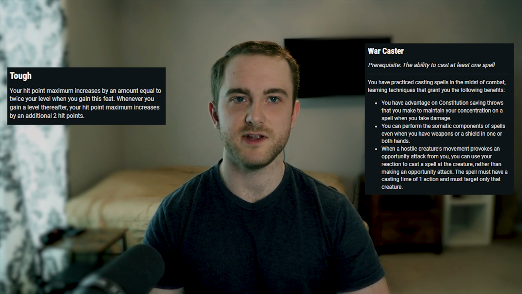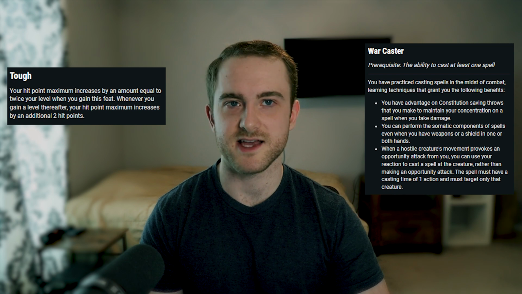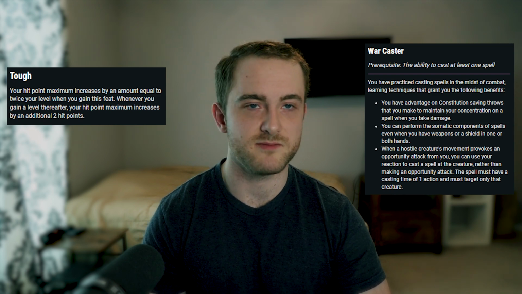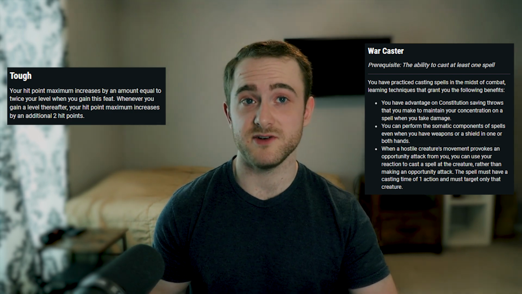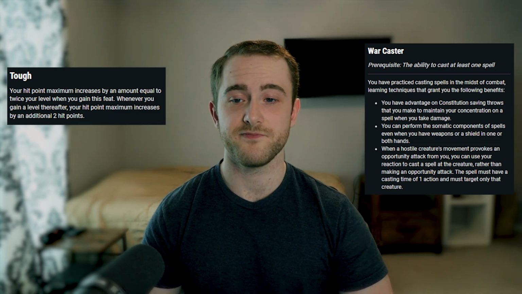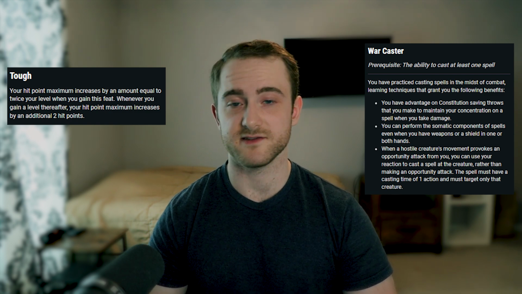Also, since you're not really a melee expert and don't really have any expertise in melee weaponry, unless you decide to multi-class or take something else, you won't really have a chance to make opportunity attacks as this character, so being able to use a spell as a reaction instead of a melee attack is very nice. So I would highly recommend Warcaster if you are planning to play just a Warlock for this subclass.